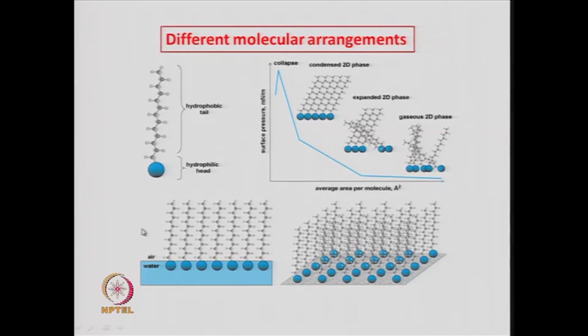This can be shown on top of the surface, it will appear like this when it is very well ordered. So, the films will look like this, where the blue balls are basically the hydrophilic or the polar head groups, and these are the carbon chains or the hydrophobic tail, which are pointing outside the aqueous layer.